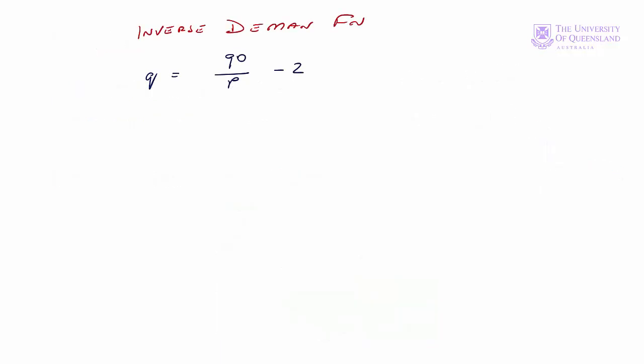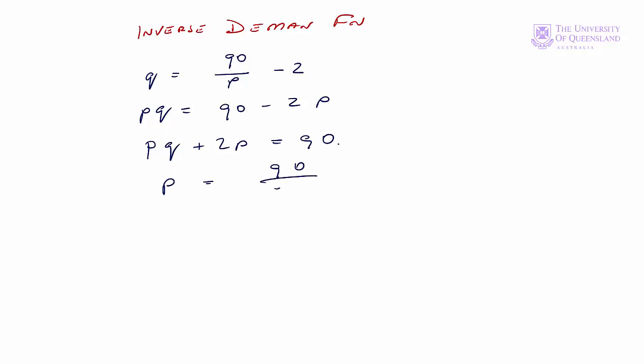We start with our demand function as a function of price and solve for P. We multiply through by P. We'll have PQ is equal to 90 minus 2P. PQ plus 2P is equal to 90. Therefore, P is equal to 90 on Q plus 2.